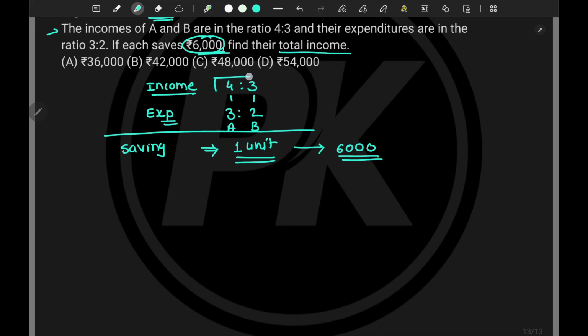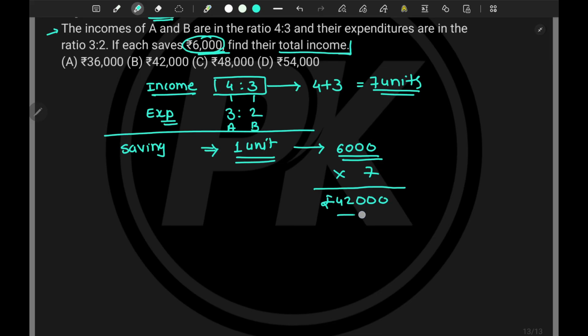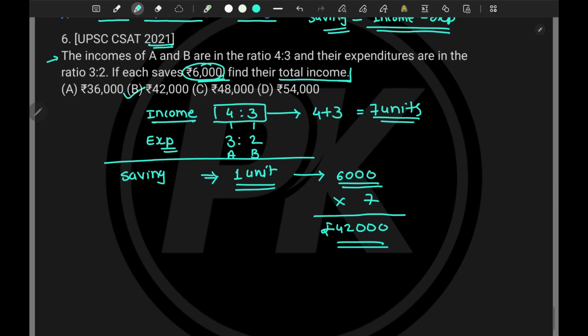Now this is the section of income. For 1 unit, if it is 6,000, and if I say total, total units are how much? 4 plus 3 for income, and total units are nothing but 7 units. So if 1 unit is equal to 6,000, then 7 units is equal to 6,000 into 7, and that is equal to 42,000. Hence their total income is 42,000, and hence option number B is correct.